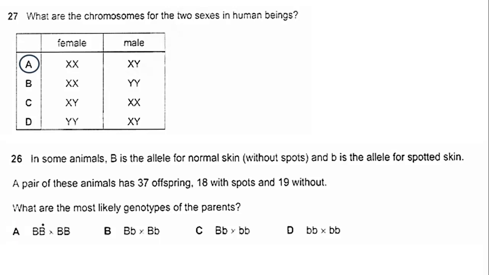In some animals, B is the allele for normal skin. And if you see the question writing the letter as a capital B, this means that this is the dominant allele. And lowercase b is the allele for spotted skin. So which one is dominant? The normal skin, which is without spots. A pair of these animals has 37 offspring. If you look at the ratio, you will see it is almost 1-to-1. It will never be exactly 1-to-1, of course. What are the most likely genotypes of the parents?